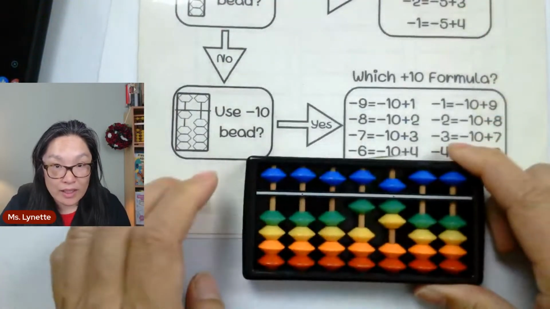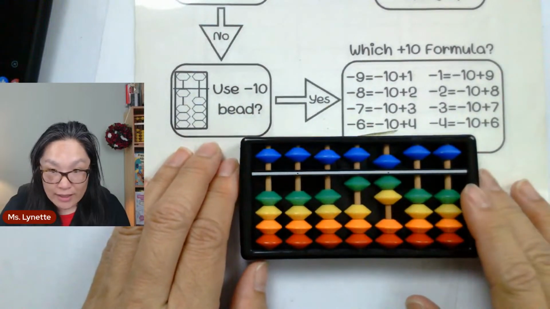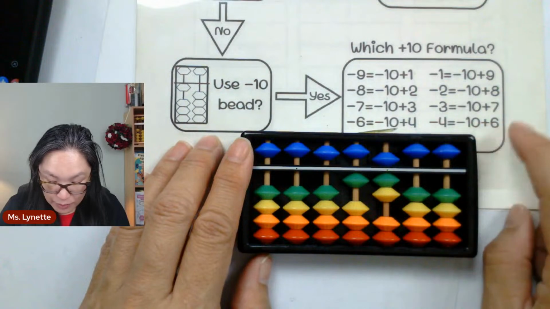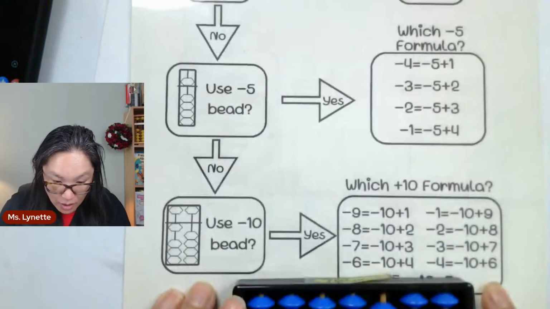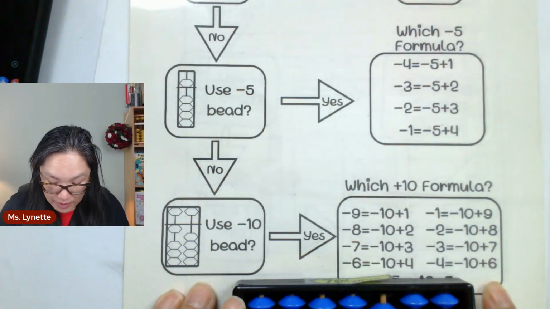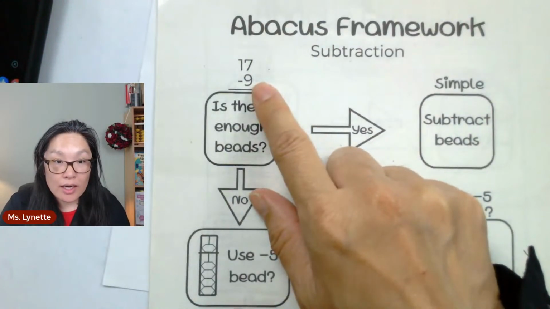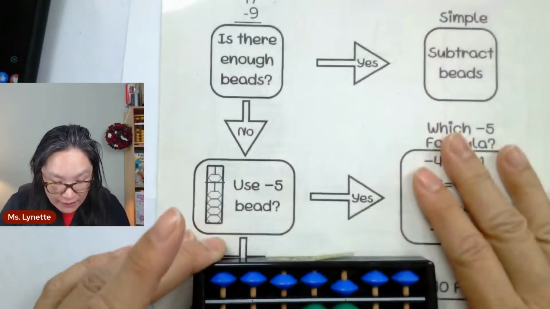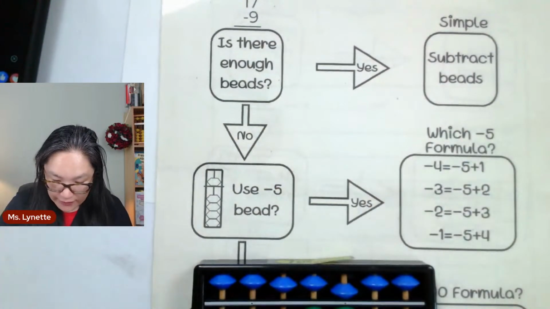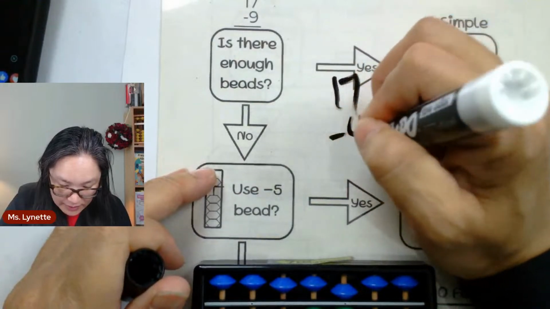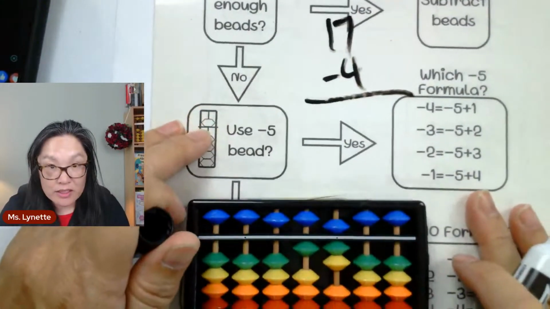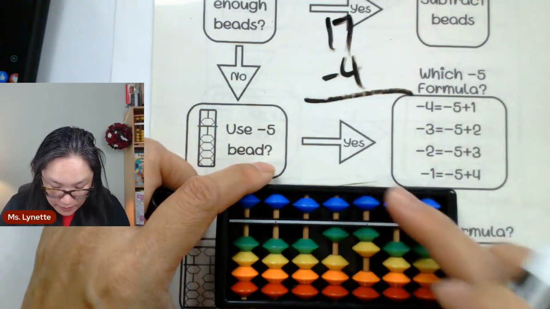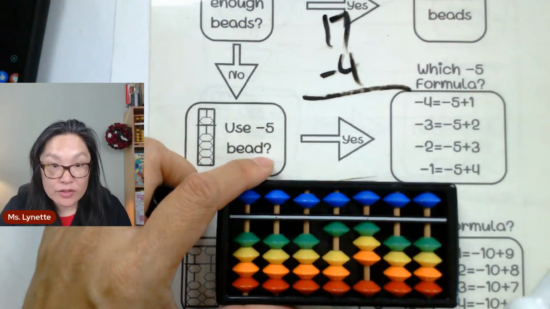So then the next one would be, do I have enough beads to take away the 10? Yes. So minus the 4 is minus the 10 plus the 6. I should change this number because we have enough beads. If this is 17, 17 minus 4, right? Do we have enough beads to minus the 4? Yes, we do. We want to minus the 5 and then plus the 1. So my final answer is 13.